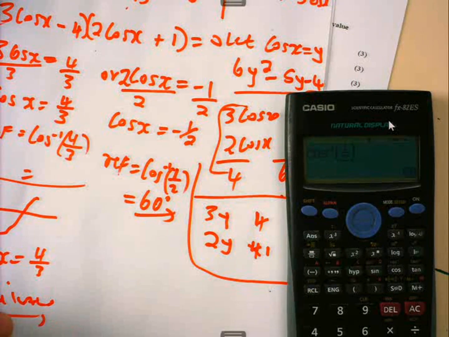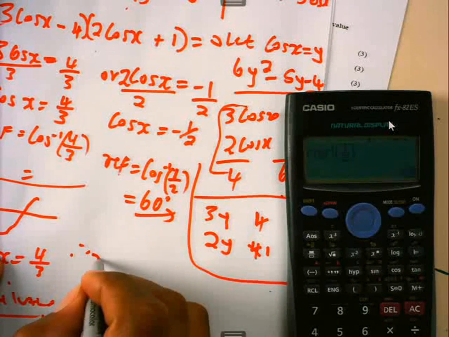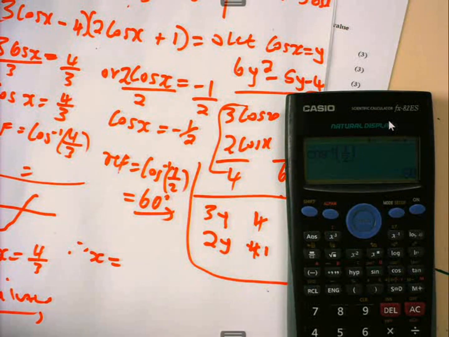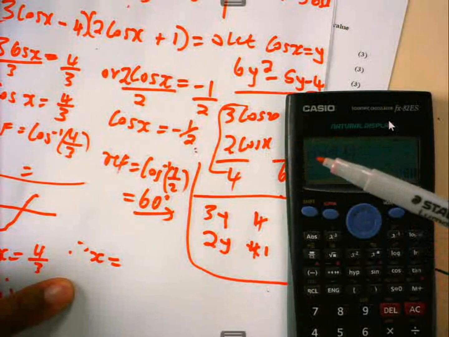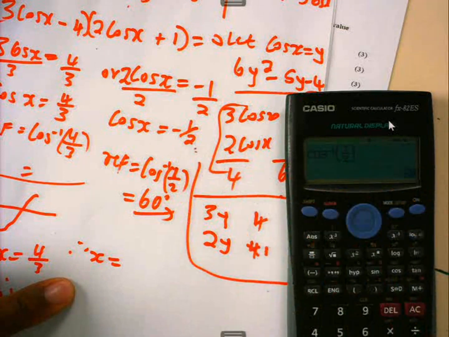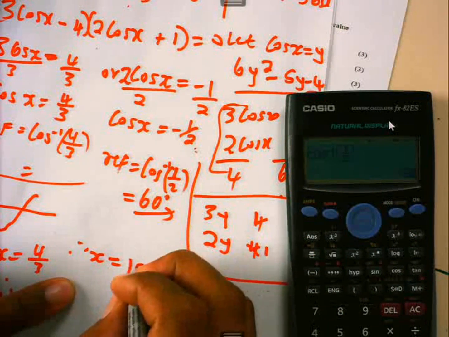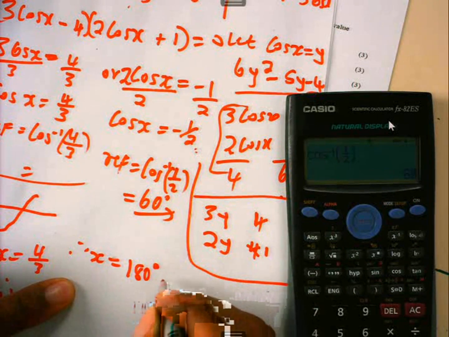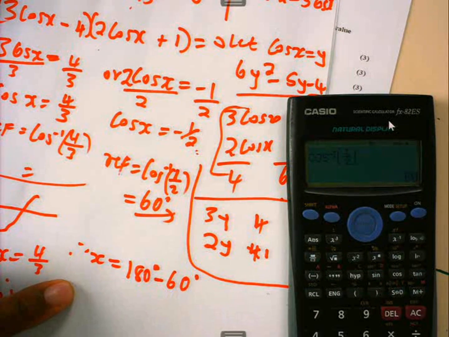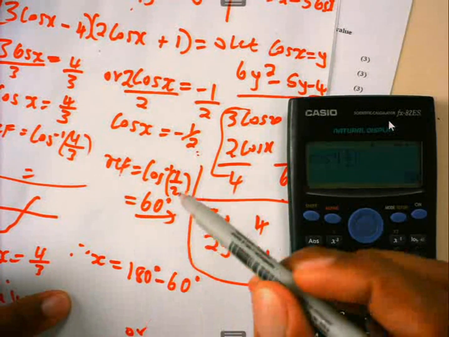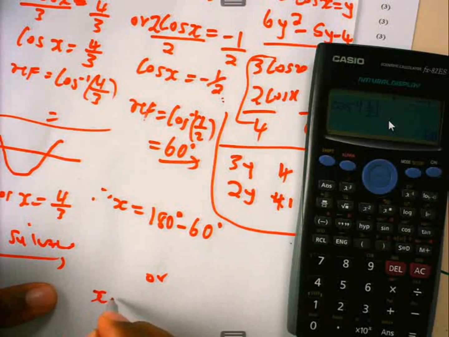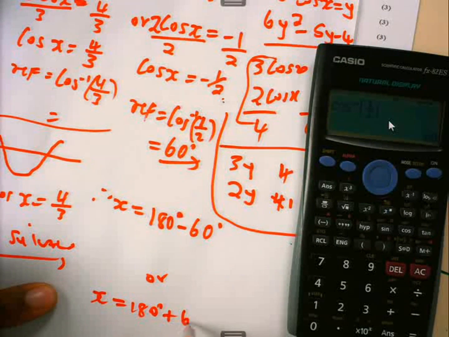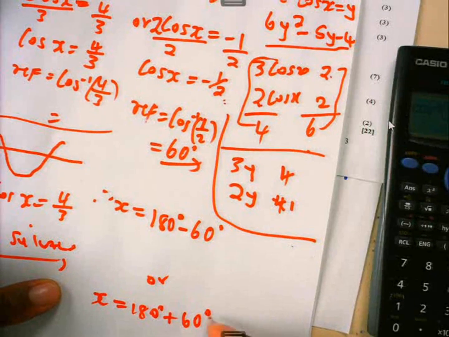Determine the general solutions. First of all, we need to start with the equation. Now we solve for x. X is equal to what? We check the ratio. Is the ratio positive or negative? Of course it's negative. We check the quadrant in which cos is negative. That is the second quadrant. In the second quadrant we have 180 degrees minus 60 degrees. Is that correct? The other quadrant in which cos is negative is the third quadrant. There x is equal to 180 degrees plus 60. Good. Now we are happy with this one.